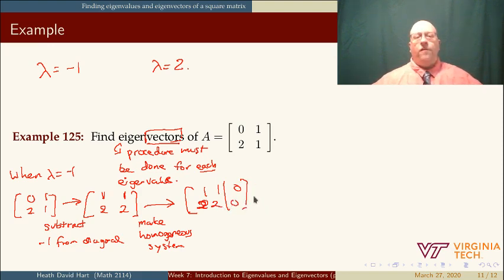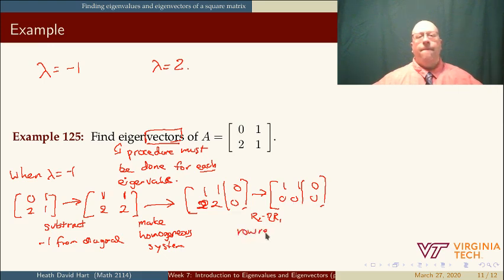And then row reduce. Well, I've got to row reduce by taking row 2 minus 2 row 1, and we get 1, 1, 0, 0, 0, 0. We have a free variable, and that's what we were expecting. If we don't get a free variable, we have done something wrong. But we did get a free variable here.